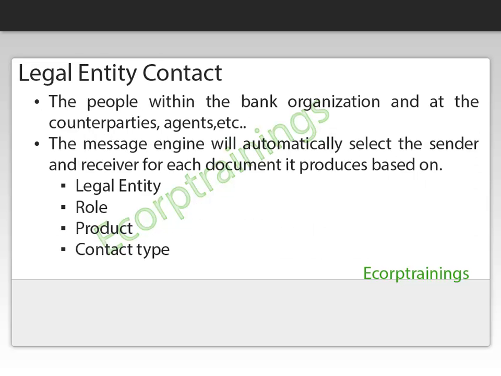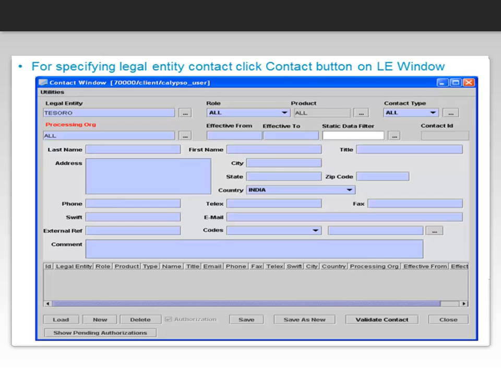Coming to legal entity contact concept. The people within the bank organization, and at the counterparties, agents, etc. who act as contacts in all trade-related activity. The message engine will automatically select the sender and receiver for each document it produces based on legal entity, role, product and contact type. Legal entity contacts are defined in the same window as legal entity. A legal entity can have more than one contact defined.